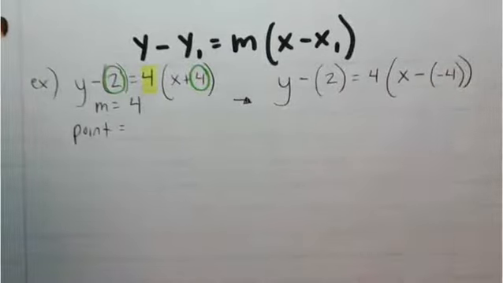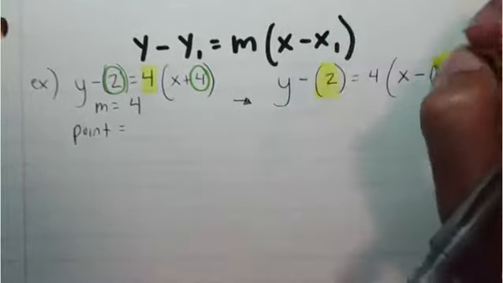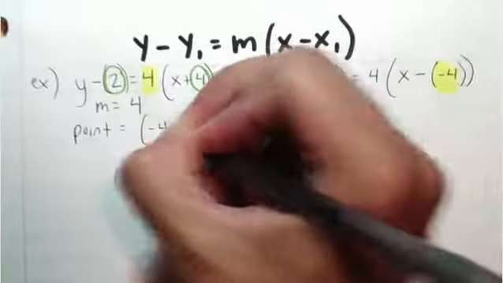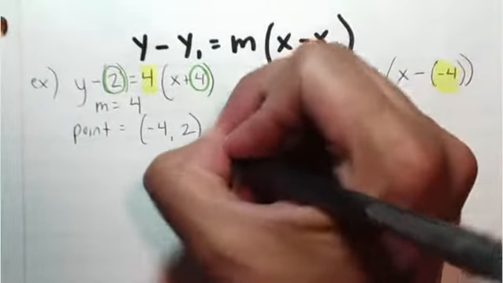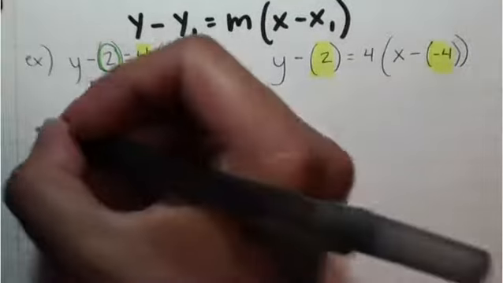So when they ask me what the point is, the point here is the y is 2 and the x is -4. And this will take some practice for you to identify, but you will get the hang of it. Okay, let's try another one.